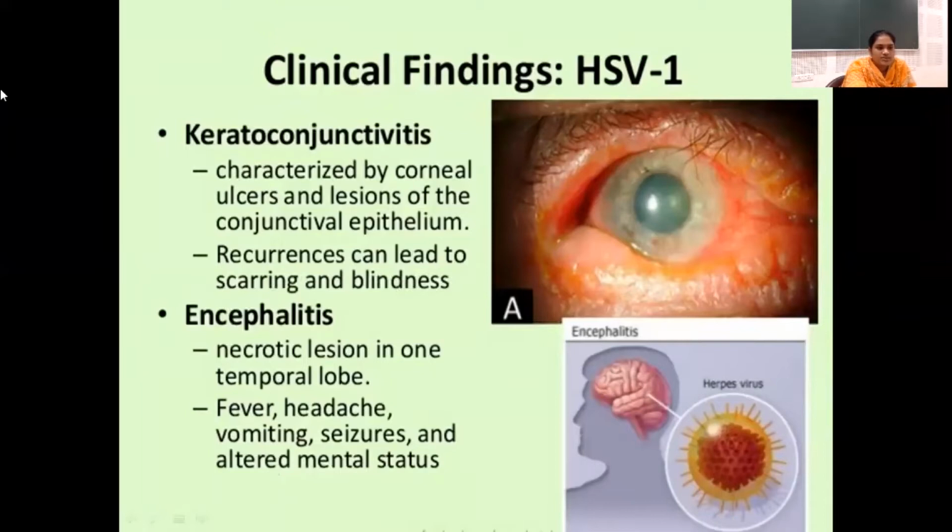Keratoconjunctivitis is characterized by corneal ulcerations and lesions of the conjunctival epithelium. Recurrence can lead to scarring and blindness. Encephalitis involves necrotic lesions in the temporal lobe, usually one of the temporal lobes, and fever, headache, vomiting, seizures, and altered sensorium are the main clinical features seen in encephalitis.